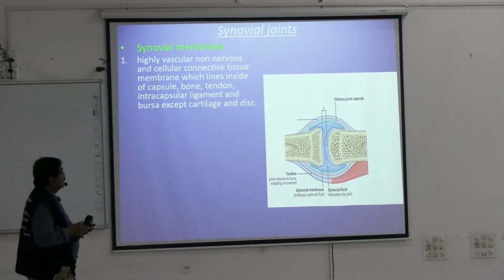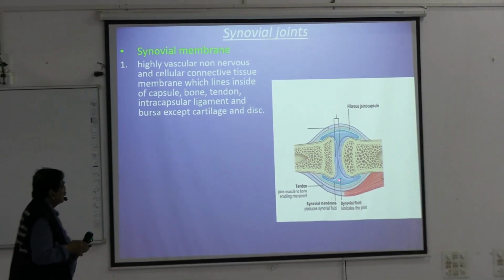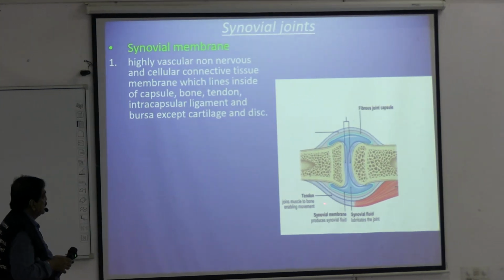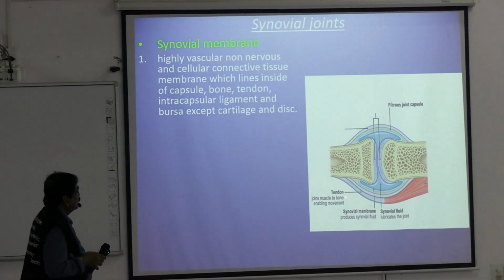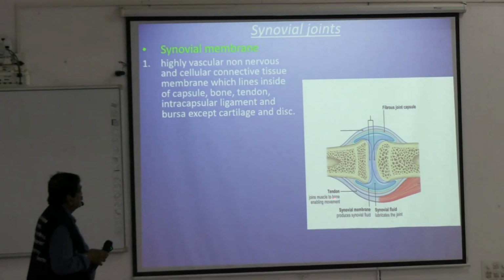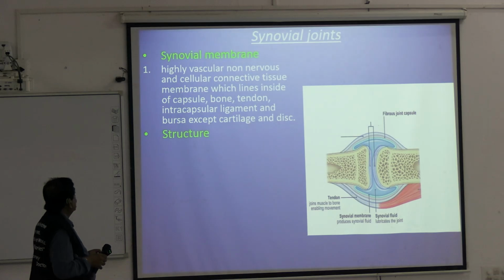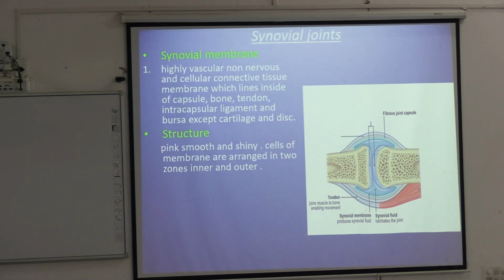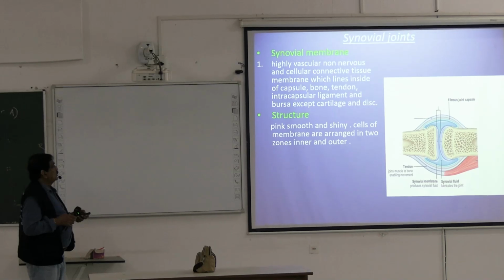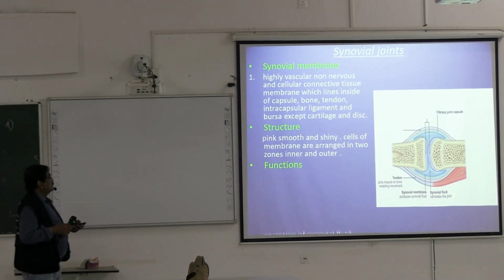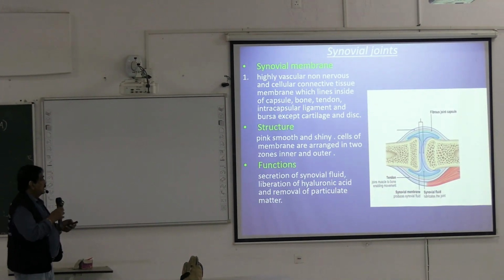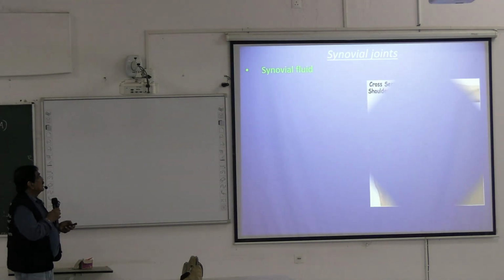See the fibrous joint capsule, the synovial fluid lubricates the joint, synovial membrane produces synovial fluid, tendon, joints, muscle to bone, enabling movement. Structure: pink, smooth and shiny, cells of membrane arranged in two zones, inner and outer. Functions: secretion of synovial fluid, liberation of hyaluronic acid and removal of particulate matter. Type: fibrous, areolar and adipose. Synovial fluid.